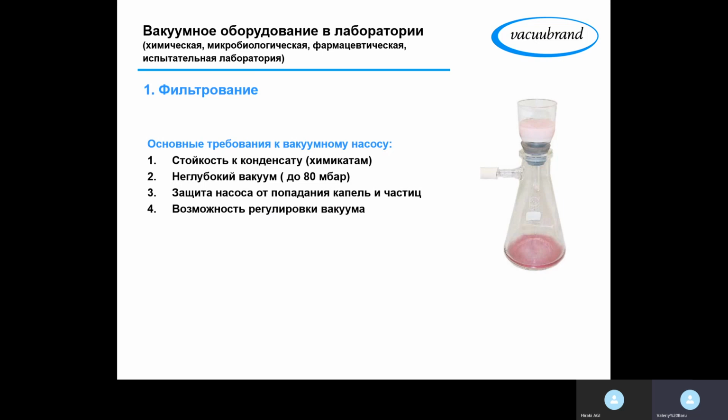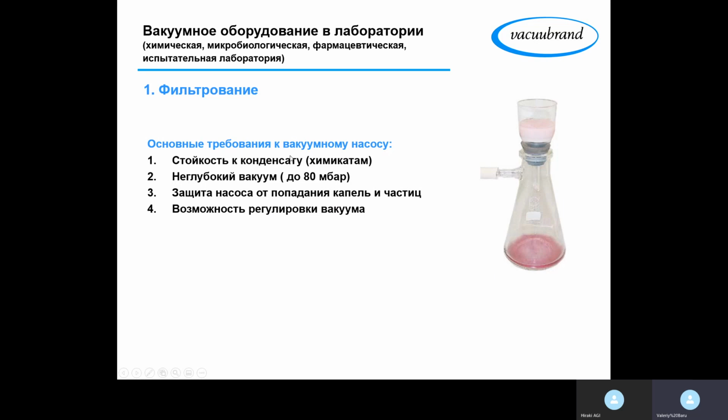So when we're talking about filtration, there are some main demands for the vacuum pump. First of all, that's point number one, it should be resistant to chemically aggressive compounds and vapors, because we are pumping out something. I mean, we are pumping out the air, but it also has some vapors of the substance that we have in the receiving flask, for example.